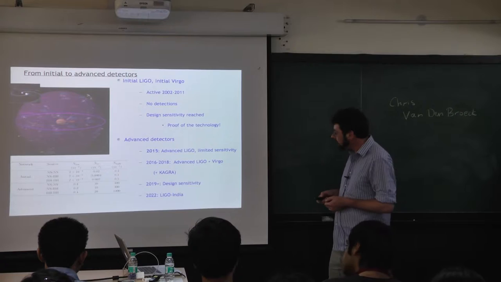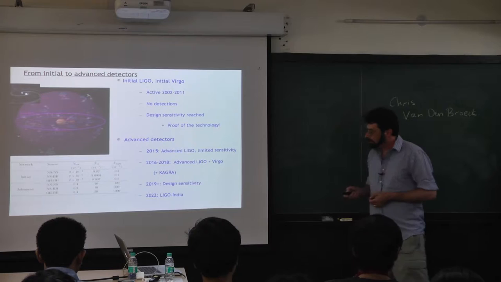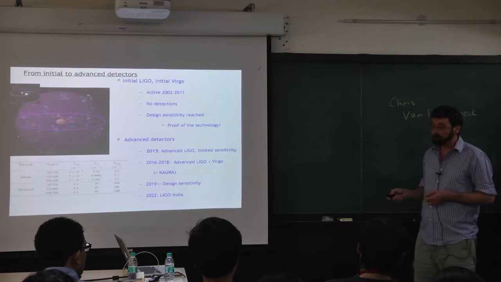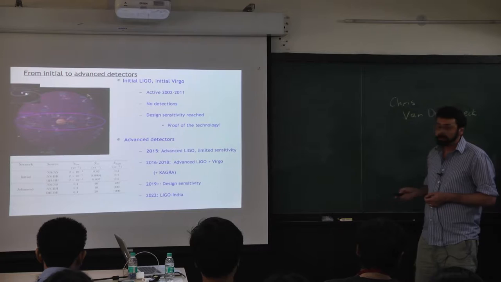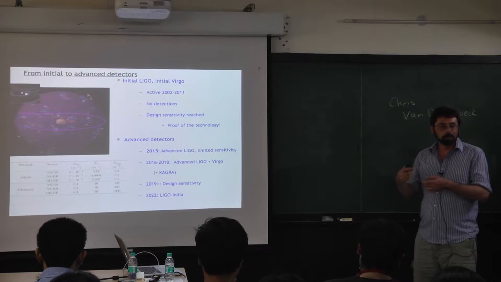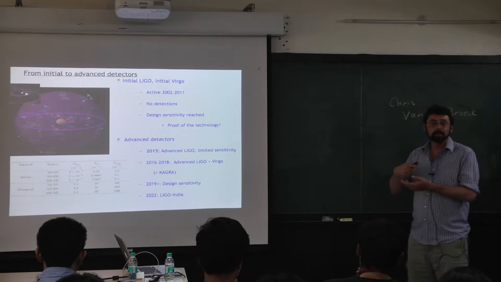There's a lot of uncertainty, and also these numbers actually pertain to what the detectors will be able to do at design sensitivity, so towards 2019. But with so much uncertainty, of course, a detection could be made at any point starting from 2015. That is, at any point starting from the moment that the advanced detectors start doing science runs.